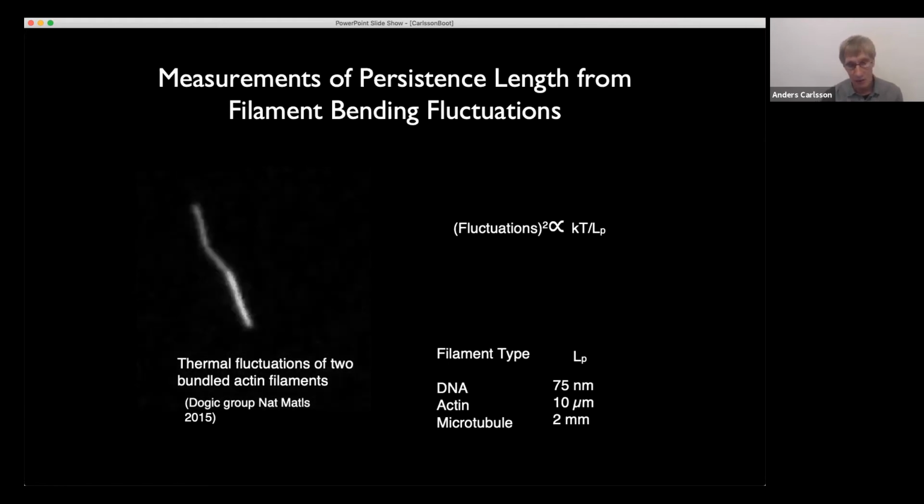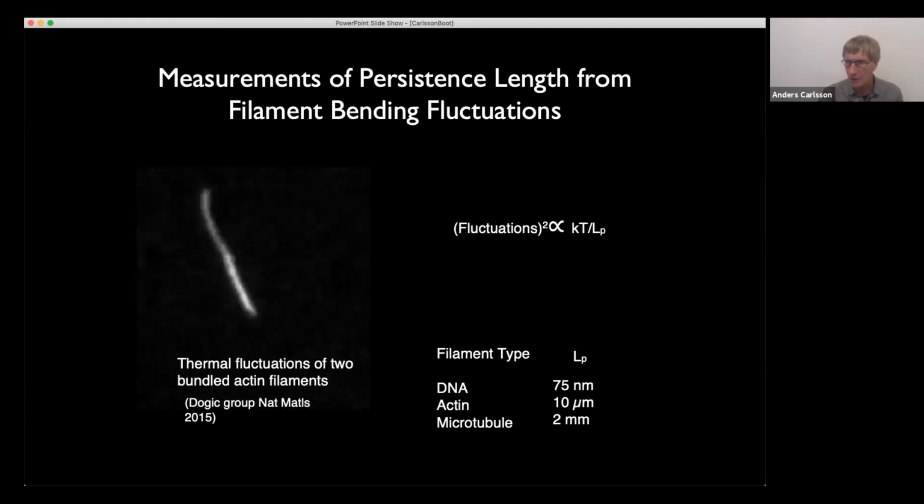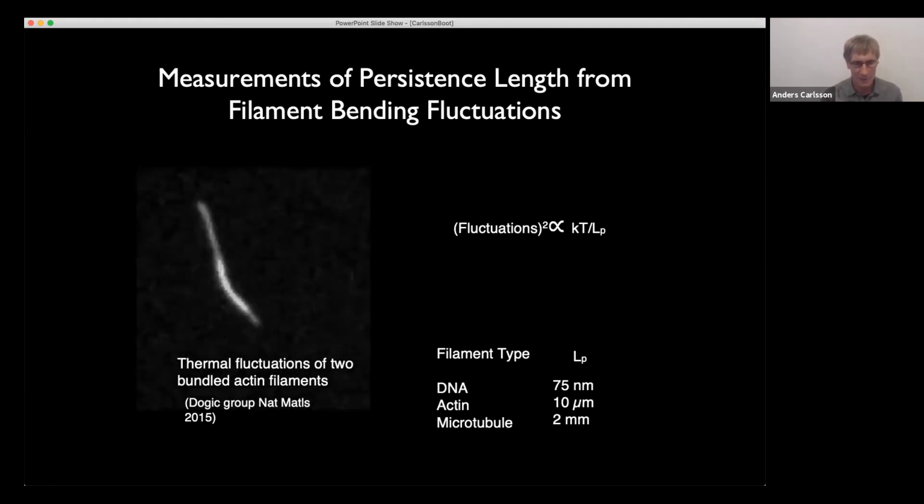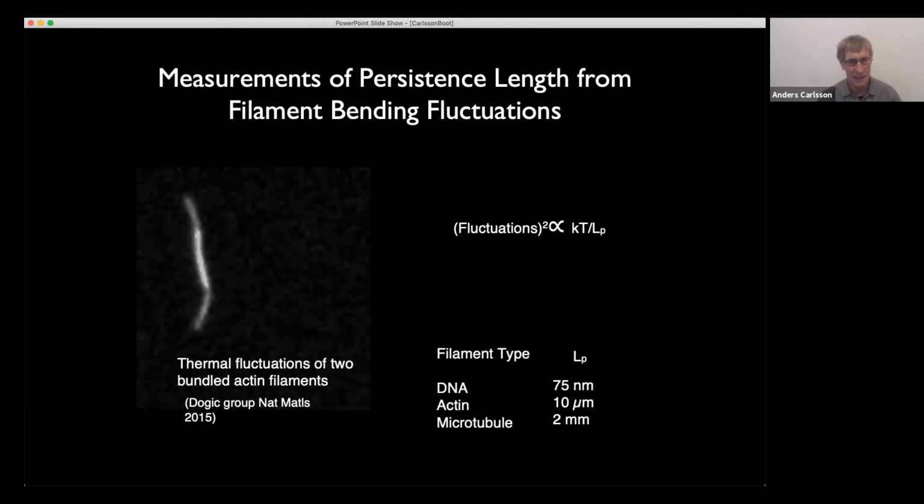What they do is take these images and analyze how much the filament is bending, and they assume that it's all due to thermal bending. There's certainly nobody reaching in there and bending it by hand. In that way, you can extract the persistence lengths of various biopolymers. So here's a nice collection of data. For DNA, it's very short, because we know that DNA is very tightly packed in the cell. You couldn't do that if it were too stiff.